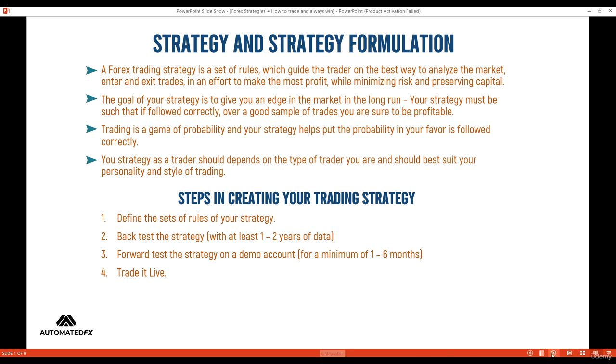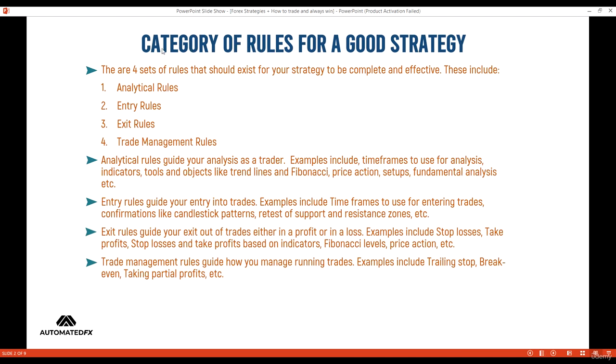Now, on the next slide, we are going to look at the categories of rules for a good strategy. So if you are to create a good strategy, there are 4 sets of rules which have to be in place, okay, which have to be in your strategy. So we have these rules: number 1, analytical rules, and we're going to look at them shortly. So we have the analytical rules, we have the entry rules, we have the exit rules, and we have the trade management rules. So these are the 4 most important rules that have to be in place for a good strategy to exist.